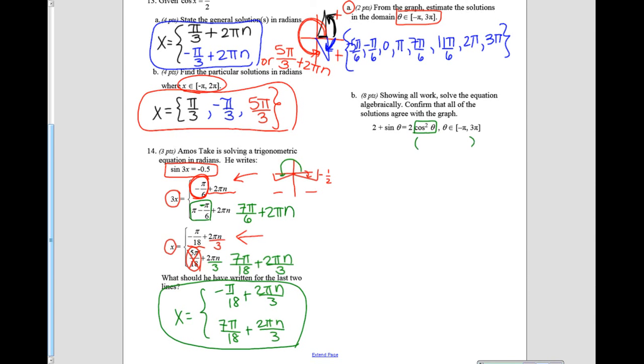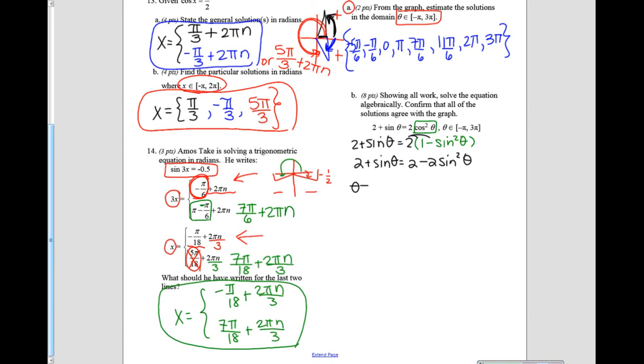So instead of writing this cosine squared as a cosine squared, I'm going to rewrite it as 1 minus sine squared. So now on the left side, I have 2 plus sine of theta is equal to 2 times the quantity 1 minus sine squared theta. So over here on the right, I'm going to distribute that 2, and I haven't touched the left. Now I've got a quadratic.